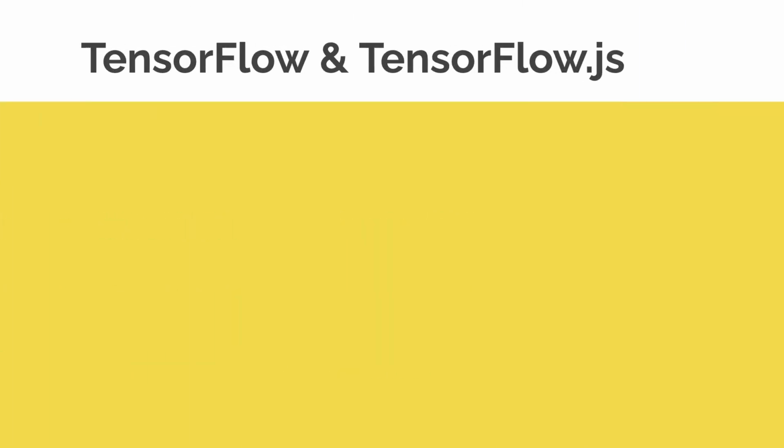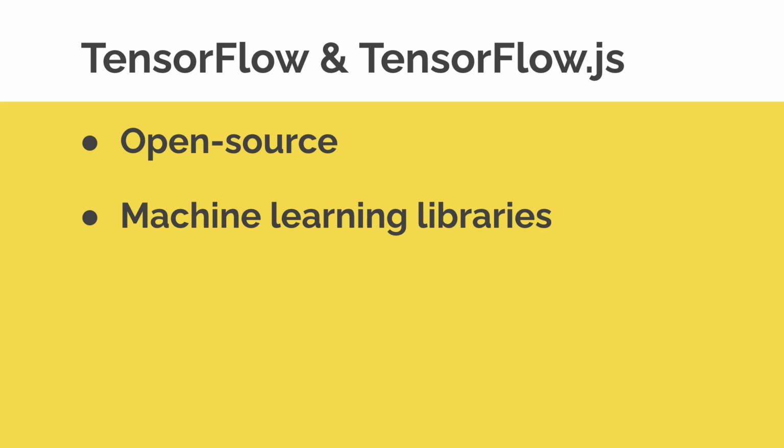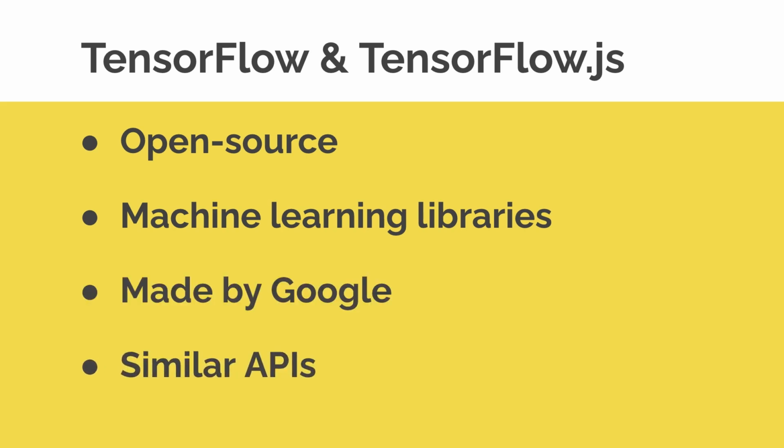Let's talk about the similarities between TensorFlow and TensorFlow JS. Both are open source, meaning they're free for you to use, and both are libraries full of machine learning functionality. That means they'll save you a lot of time from having to write machine learning algorithms yourself from scratch, because the libraries have a lot of pre-built objects, classes, and functions that will help you perform machine learning faster. Both are made by Google, and they have similar APIs. Not identical APIs, but similar.